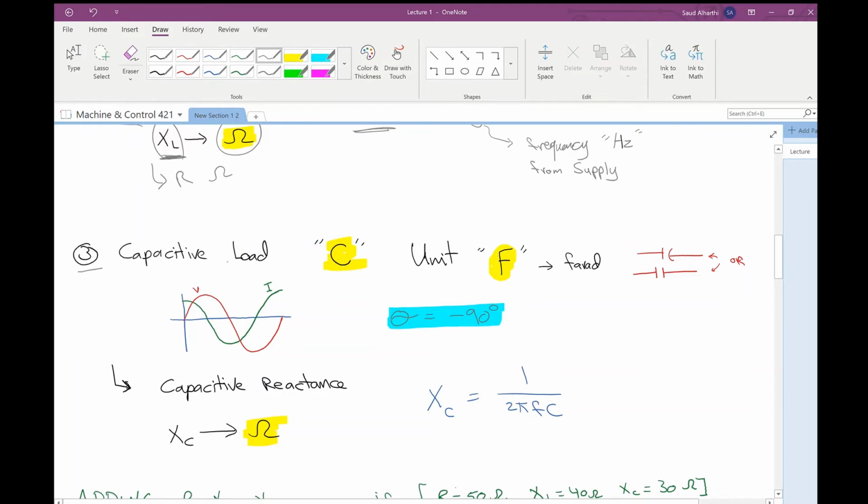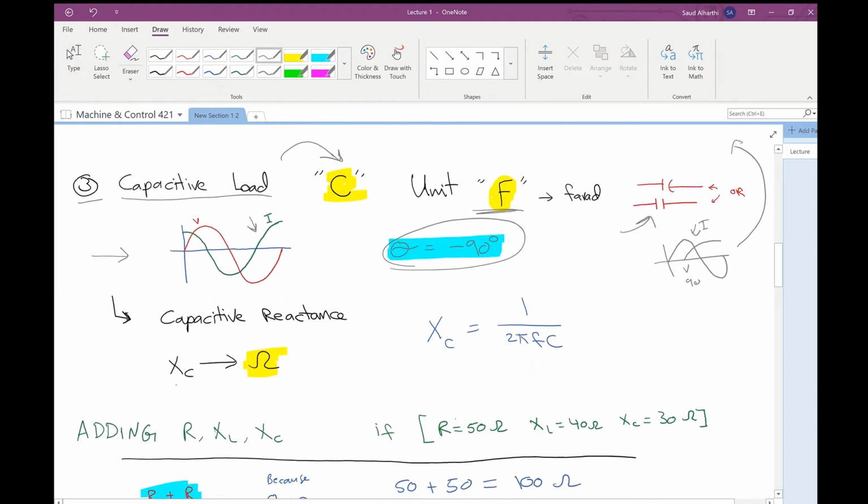The third type is the capacitive load. The symbol is C, the unit is farad, and this is the drawing symbol. In any capacitive load, there is a phase shift between the voltage and the current, which is minus 90 degrees. So the voltage will be lagging the current at this type of load. That means the current will start its signal first, then the voltage appears at 90 degrees. So it's opposite to the inductive load.